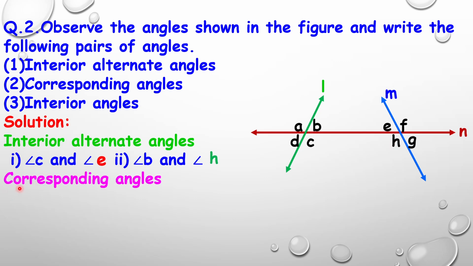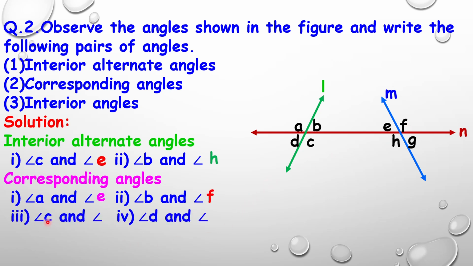Now corresponding angles. Here pairs of corresponding angles are to be written. First angle given is angle A. You observe the figure. Which is the corresponding angle of angle A? Yes, angle E is the corresponding angle of angle A. Second pair, angle B is given. Which is the corresponding angle of B? See in the figure. Correct. Angle F is the corresponding angle of angle B.